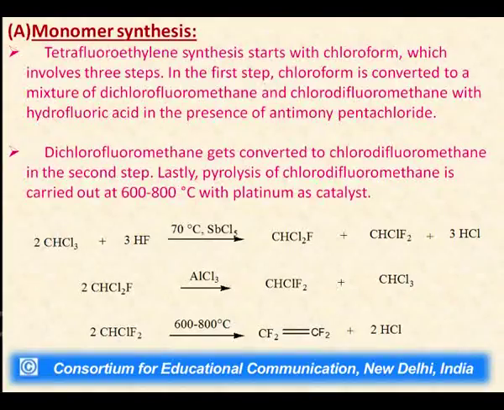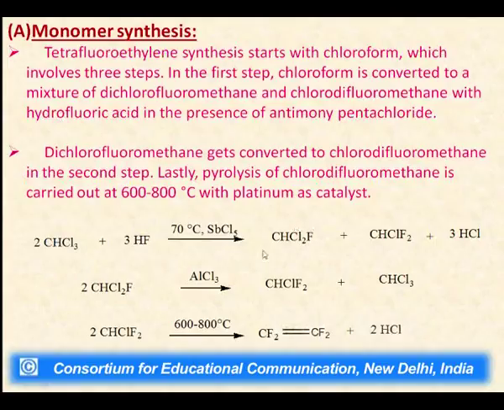So, before discussing its polymerization, first we have to synthesize its monomer, which is tetrafluoroethylene. For the monomer synthesis, it starts from chloroform, which involves 3 steps. In the first step, chloroform is converted to a mixture of dichlorofluoromethane and chlorodifluoromethane with hydrofluoric acid in the presence of antimony pentachloride.